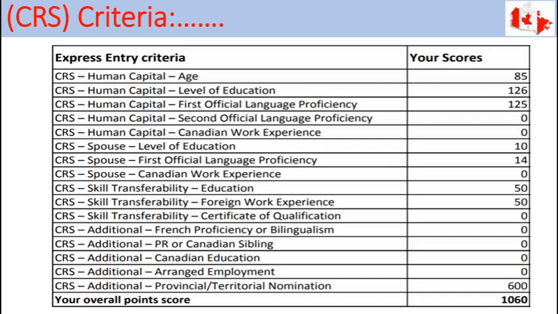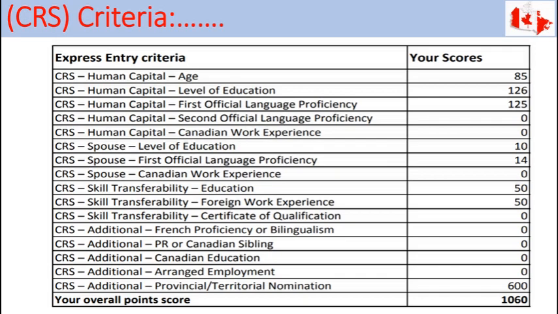The other one, skill transferability factor, education, we got 50 points. Foreign work experience, skill transferability, we got 50 points. For trade certificate qualification, 0 points. French, 0 points. If you have a Canadian sibling, 0 points. Canadian education, 0 points. Arranged employment, 0 points. And you can add up and just see the score, how much you get.